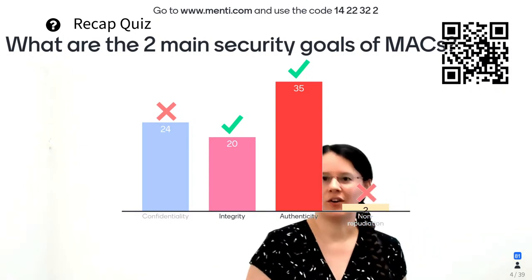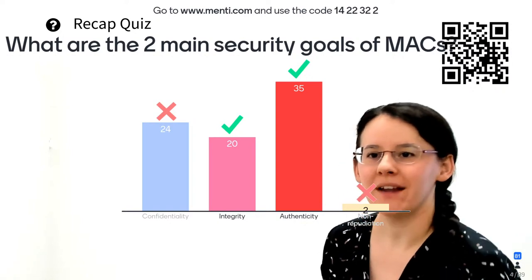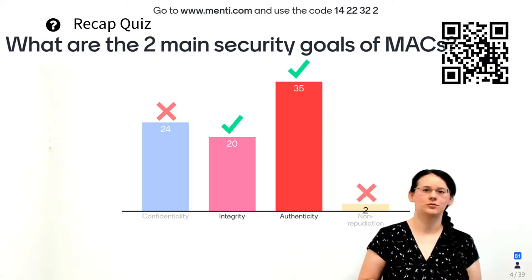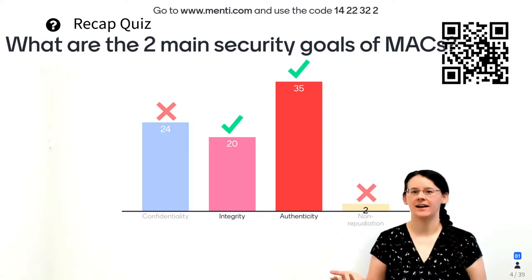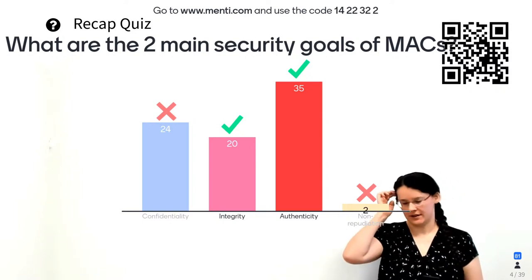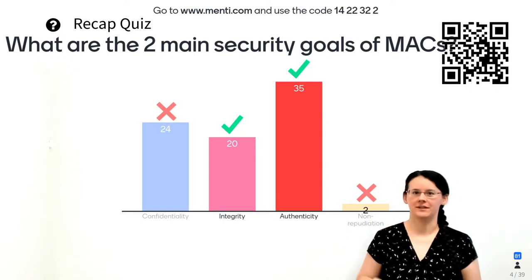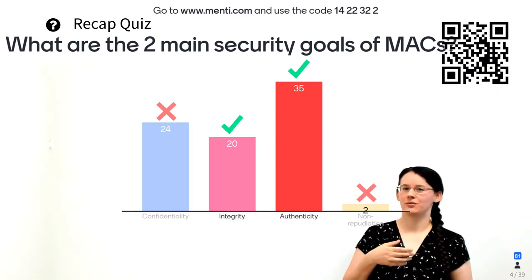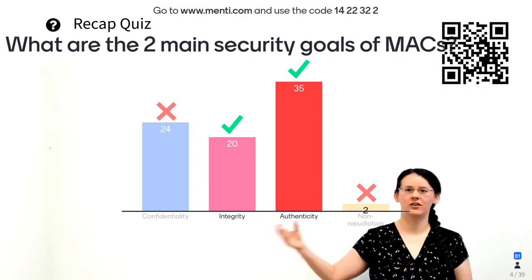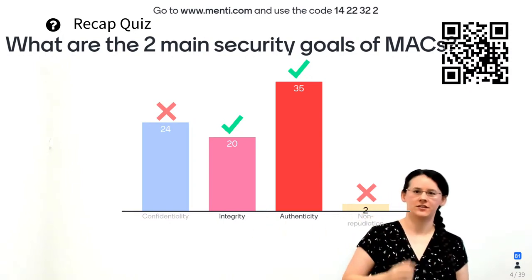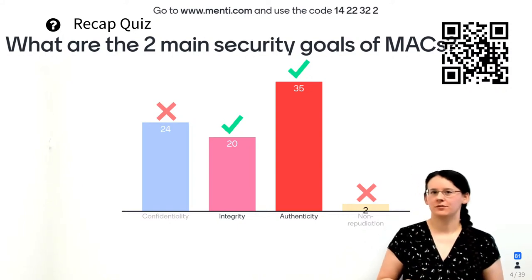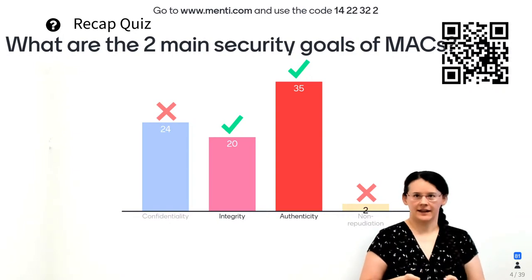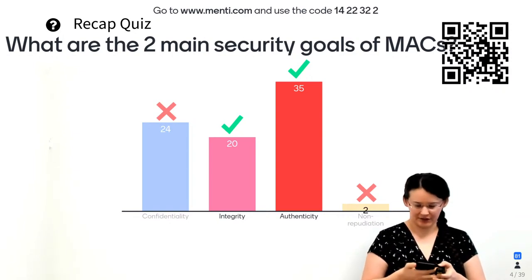So let's have a look, what are the wrong answers that were popular? Okay, many of you voted for confidentiality. Unfortunately, MACs do not protect the confidentiality. They do not necessarily hide the message from the adversary. So when you use a MAC, you always send along the original message plus the authentication tag, meaning it does not by itself protect confidentiality. Okay, let's have a look at the next question.